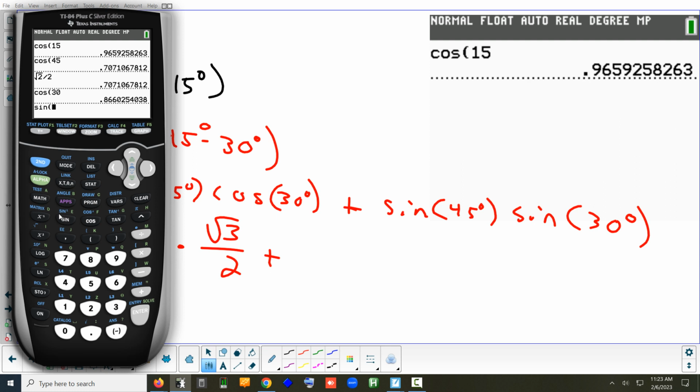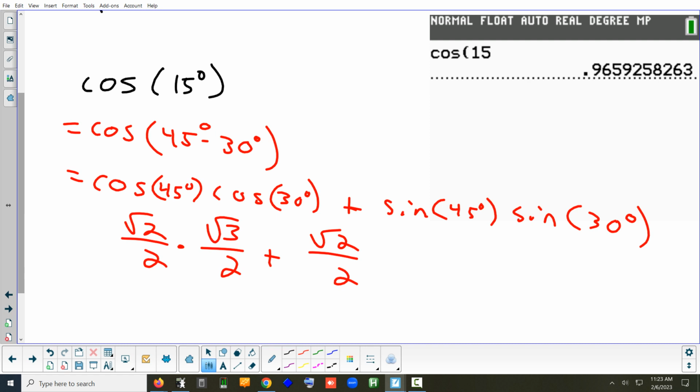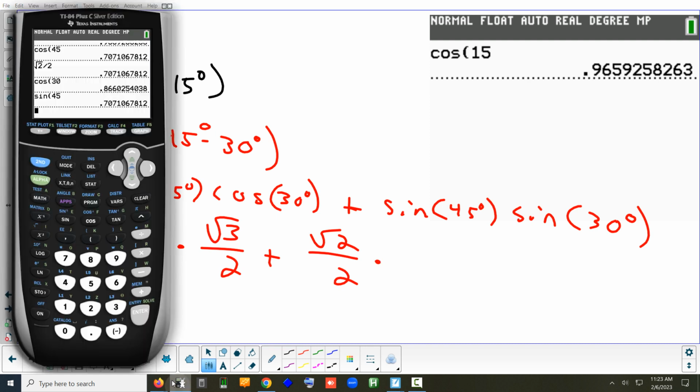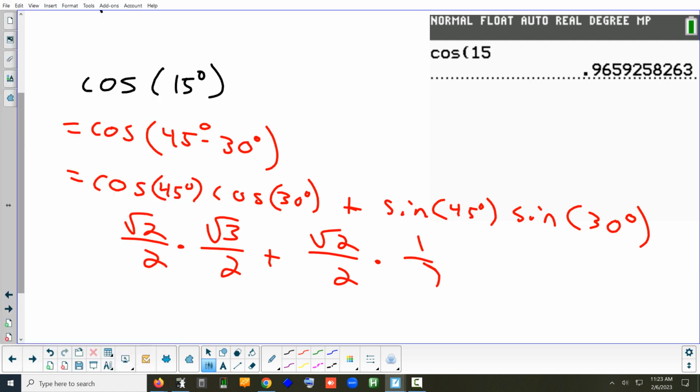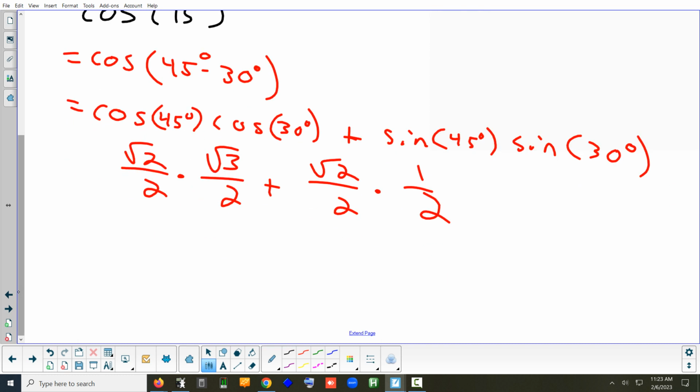All right, sine of 45. What's that one? Square root 2 over 2. It's the same. The sine and the cosine of 45 are the same. And sine of 30, 1/2. Okay. So now simplify what we have here.